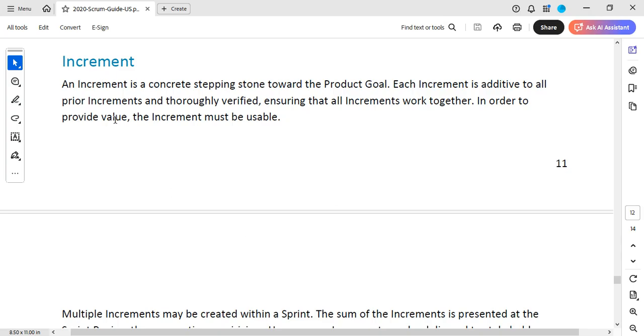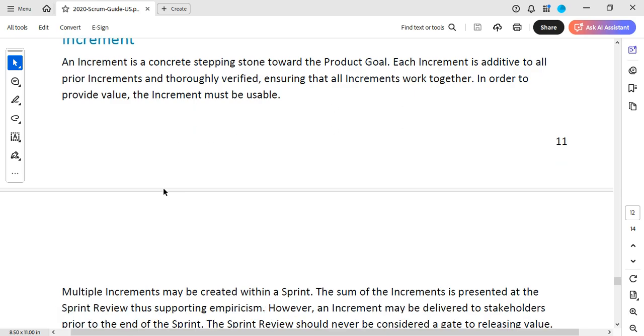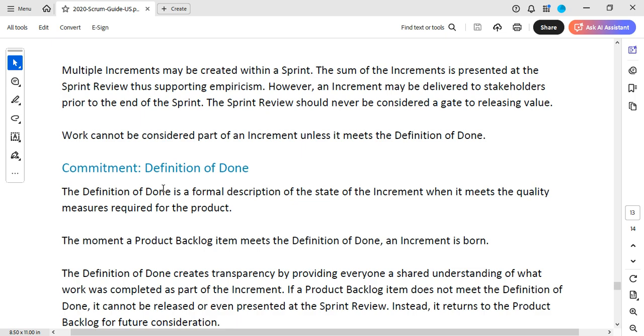Increments. An increment is a concrete stepping stone toward the product goal. Each increment is additive to all prior increments and thoroughly verified, ensuring that all increments work together. In order to provide value, the increment must be usable. Whatever they are calling increments, it is when the developers have achieved what they need to do in the sprint, and they now have an increment. Okay, they have done their work and it's now an increment. So whenever they say increment, it doesn't confuse you.